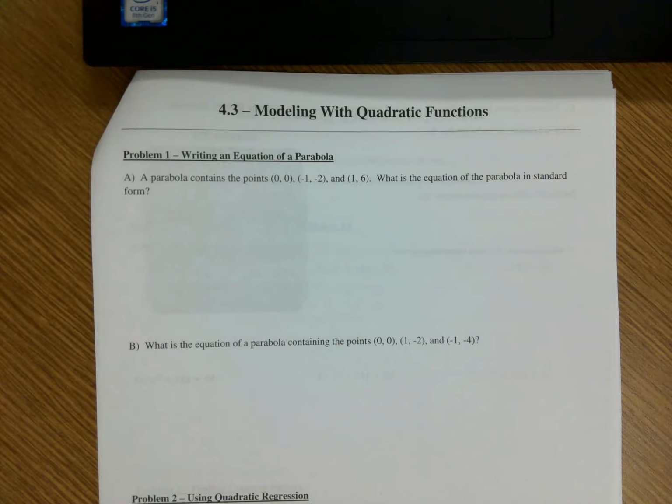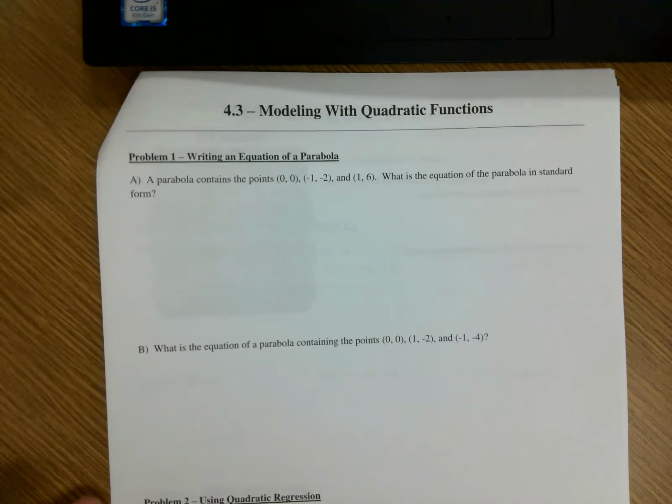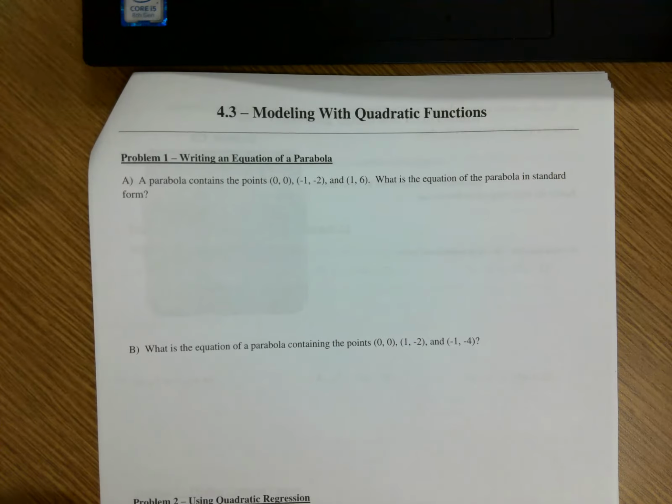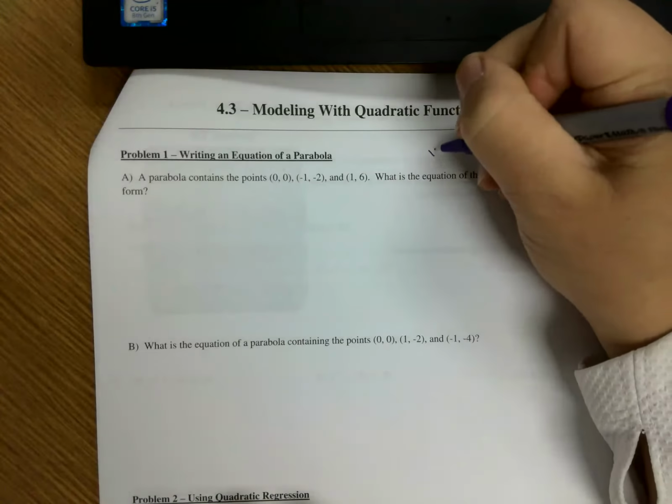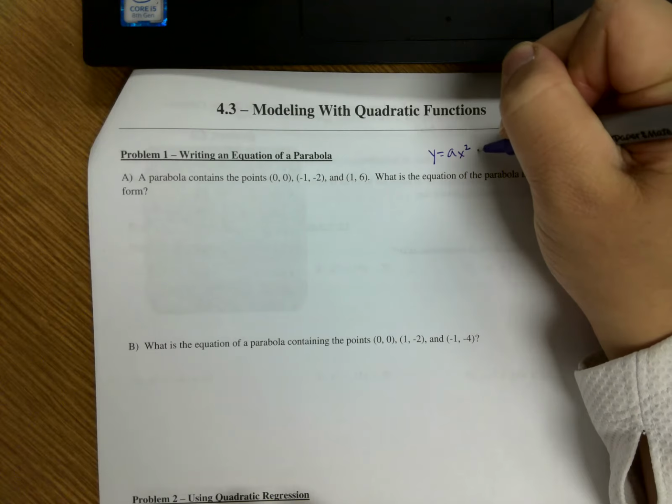4.3, modeling with quadratic functions. So a couple of things. There is review here from chapter 2, but it's adding a little bit of a twist. So first, write a parabola in standard form with these points. So if you remember, standard form looks like this.